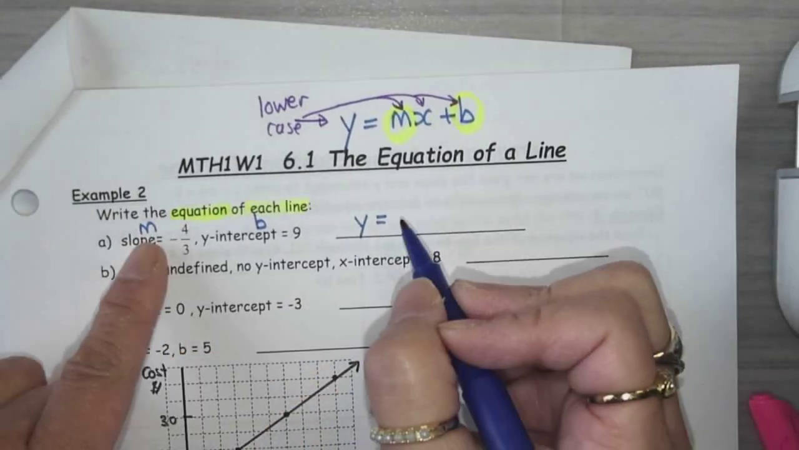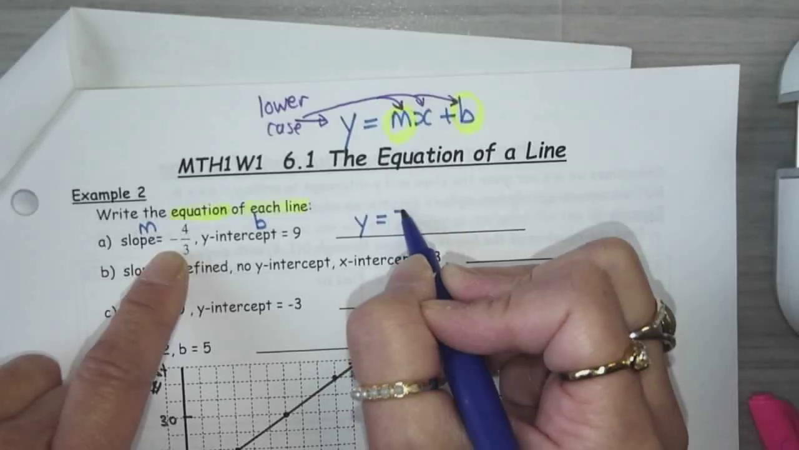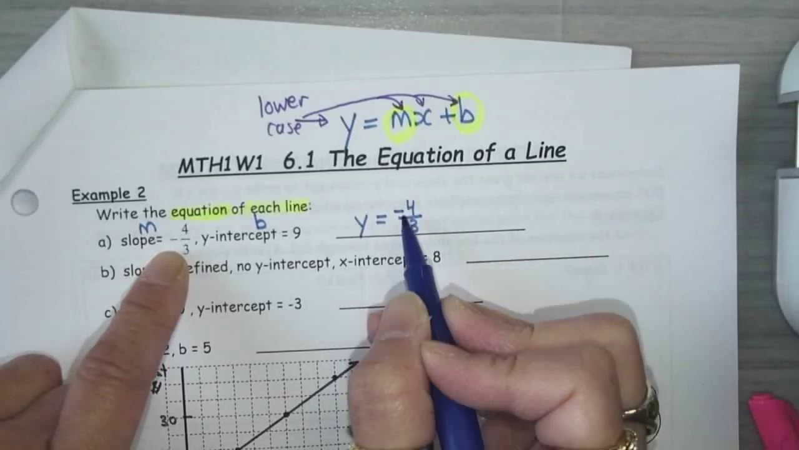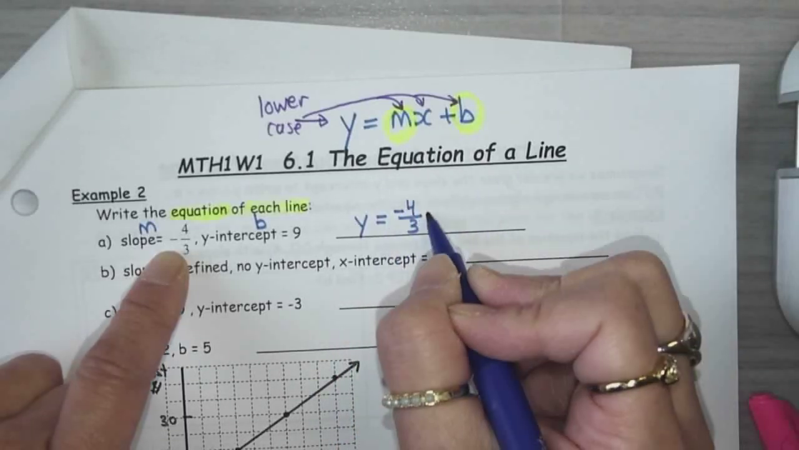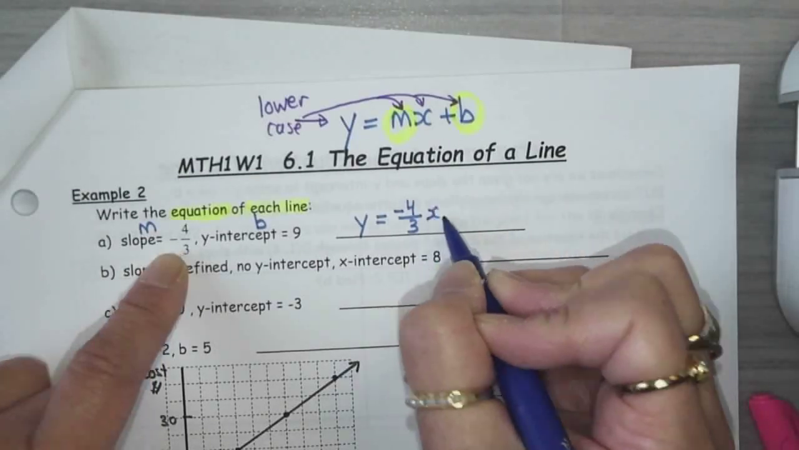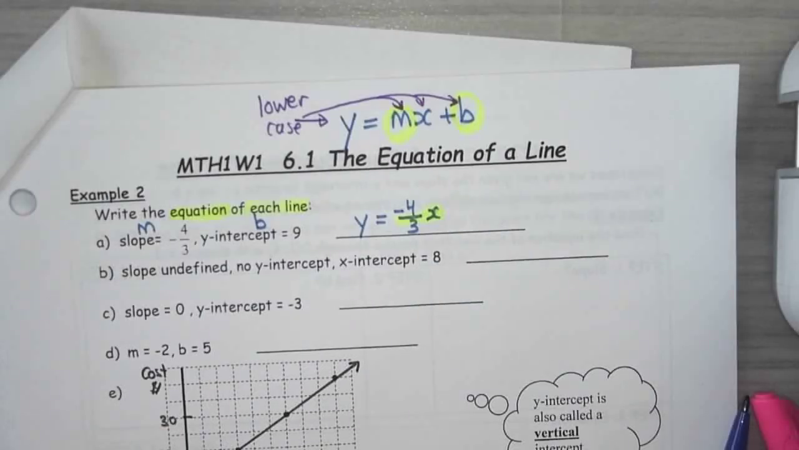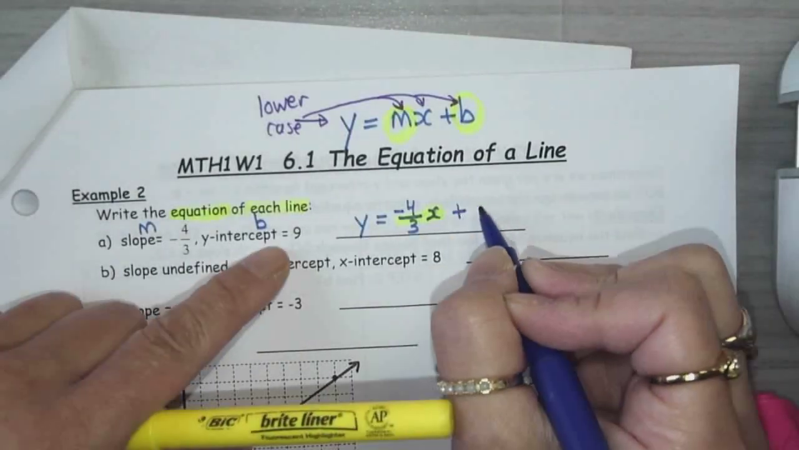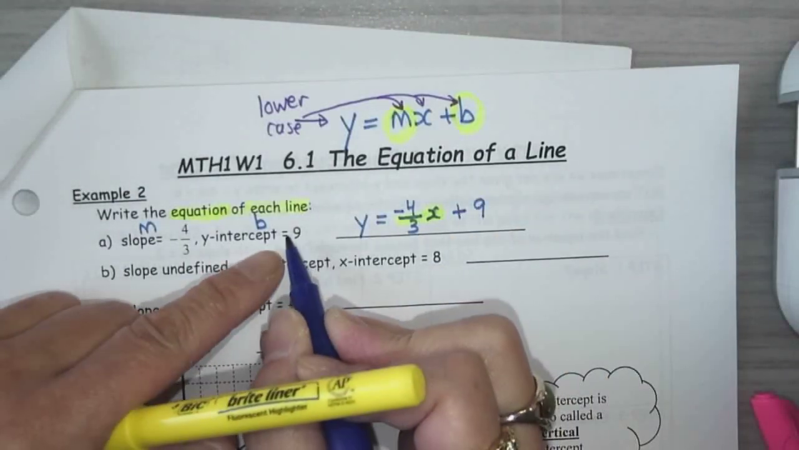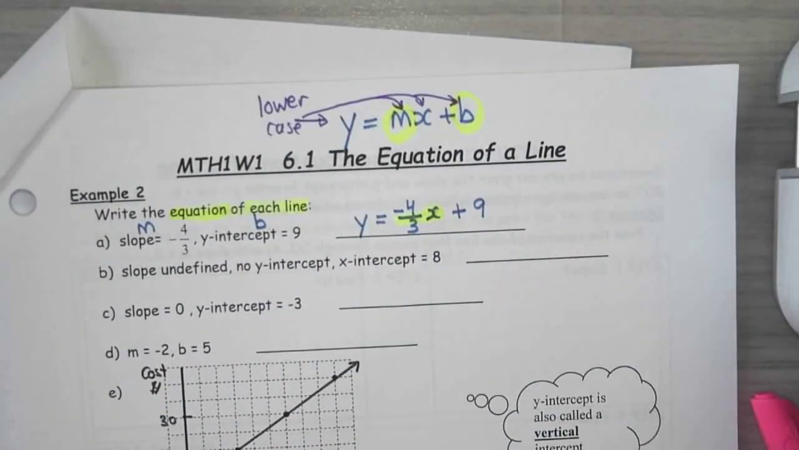So y equals, m is the negative 4 over 3. You can leave the negative in the middle or in the top. Make sure that this x is written in the middle of the line, and then plus 9. We assume it's a plus. If there's no sign, we assume it's a plus.